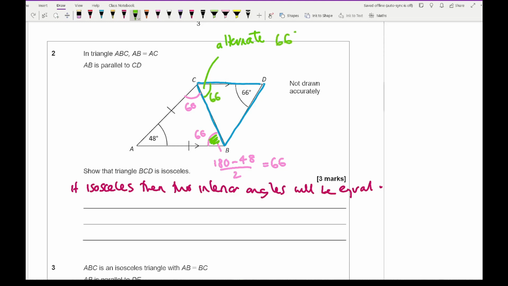So therefore I've got two angles that are the same. So as CDB equals DCB, in which they're both 66 degrees, triangle BCD is isosceles.